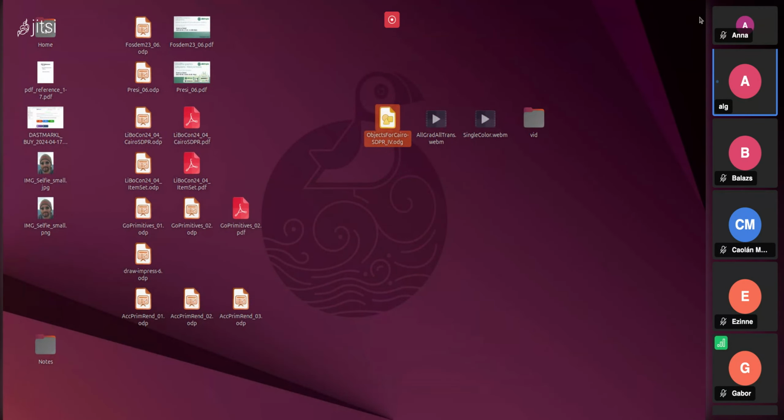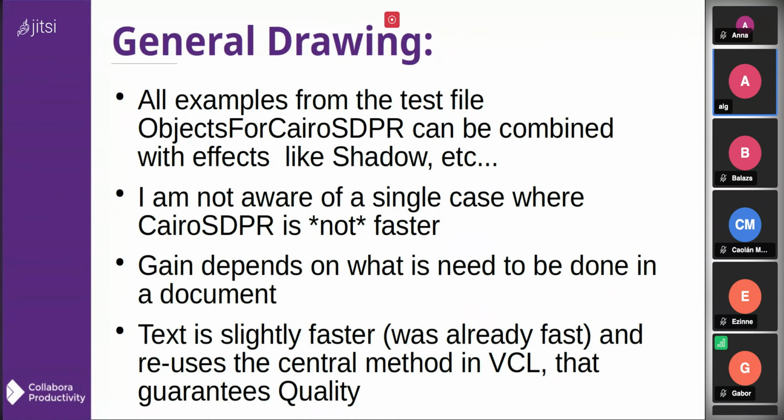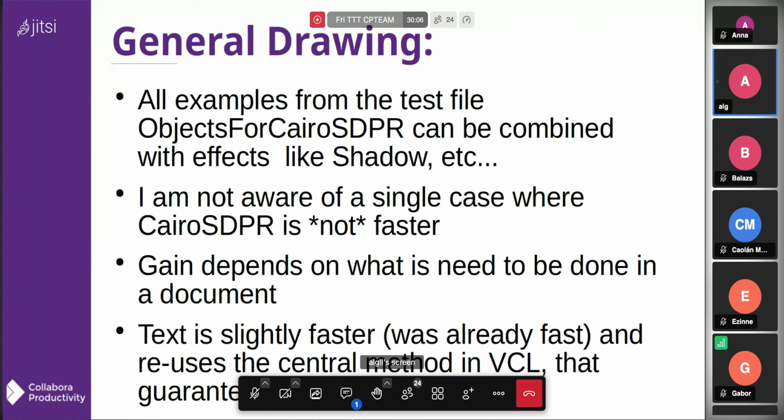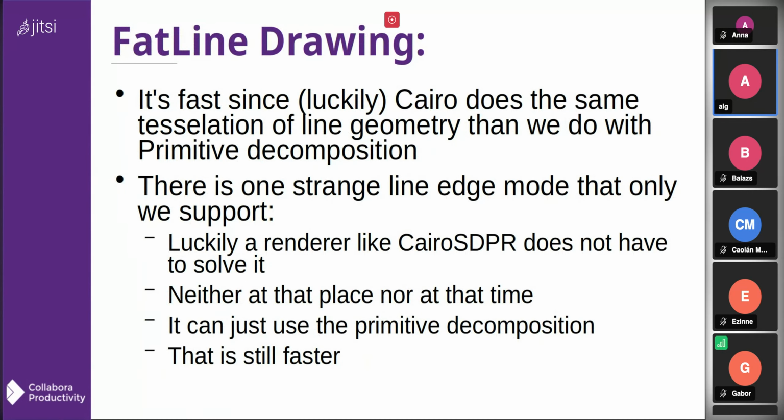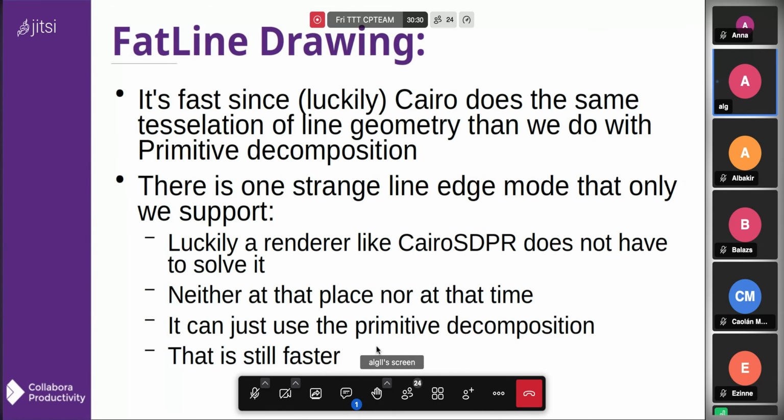Back to the presentation. So I'm not aware of a single case where Cairo SCPR is not faster than using Cairo in the backend. The gain depends on what needs to be done, of course, and text is slightly faster, was already fast, thanks to the stuff Quaylen did. Fat line drawing, for example, is much faster with Cairo because luckily Cairo uses the same line tessellation which we have.